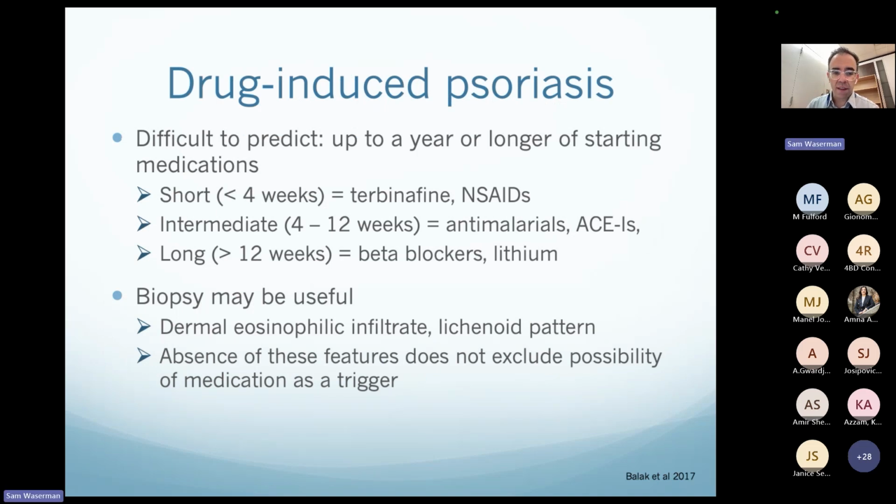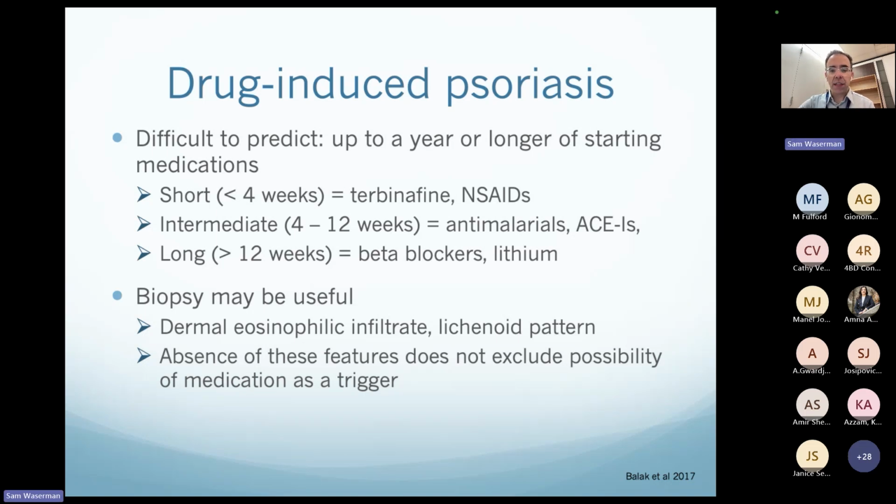Now, with drug-induced psoriasis, similar to drug reactions, it's really, really important to make up a drug timeline, so you can better figure out what may have been responsible for the exacerbation of the psoriasis. Unlike drug eruptions, in drug-induced psoriasis or exacerbated psoriasis, it can be up to a year or longer. So not quite akin to ACE inhibitors and angioedema, but still quite long. Typically, we tend to ask about one year's worth of medications.